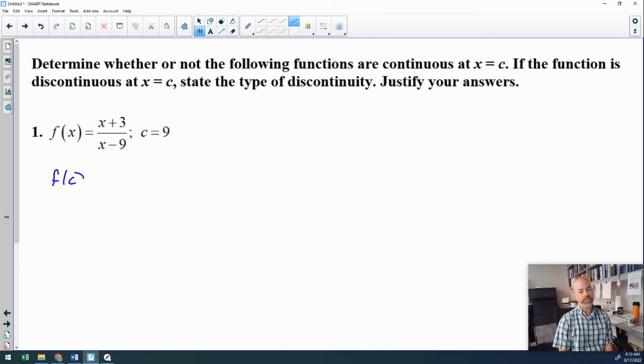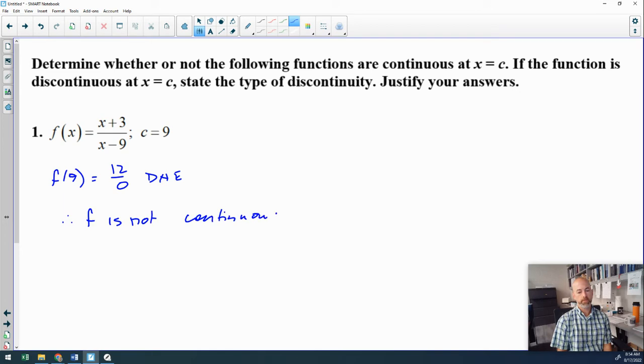So f of 9 is equal to 12 divided by 0, which is undefined. Since f of 9 does not exist, it's impossible for the function to be continuous. So therefore, f is not continuous at x equals 9. And as far as the type of discontinuity, I'm not even going to use calculus on this one, or not the limit approach anyway.